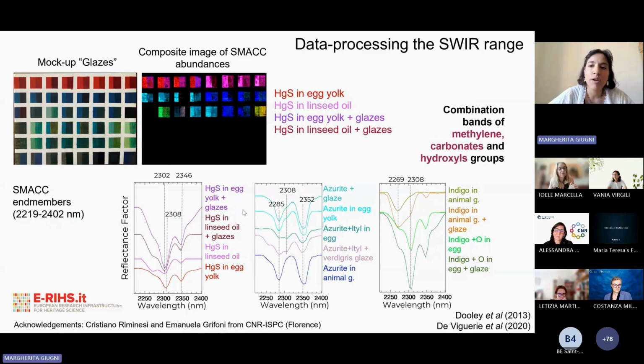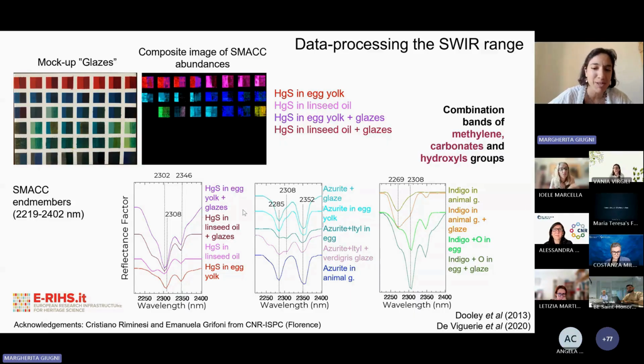But we can aid the interpretation of this region with the one I am showing next, which is another informative region where I employed the same data processing pipeline, and it's related to the combination bands of methylenes, carbonates, and hydroxyl groups. In this case, it was possible to separate better animal glue and egg yolk binder for the presence of lipidic contribution in egg yolk that is absent in animal glue. And it was possible to differentiate the lipidic contribution of egg yolk and drying oils in underlayers of cinnabar.